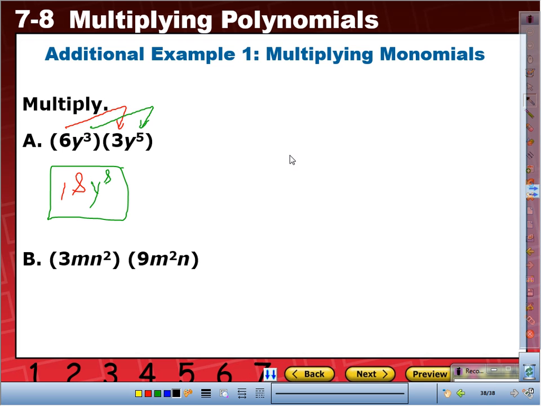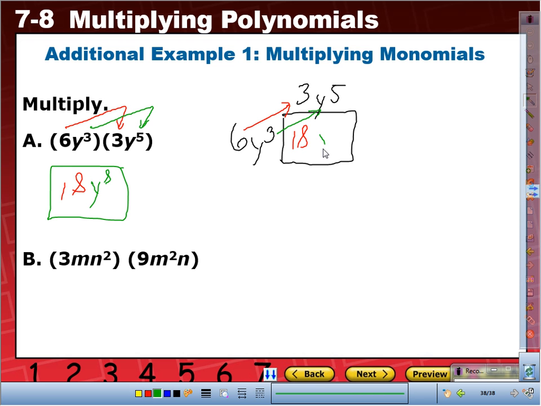And then, thank you, yes. Draw your area model. This is 6y cubed, 3y to the 5th, and this is 6 times 3, that's 18, and y cubed times y to the 5th becomes y to the 8th. Okay, continue. Look at B.